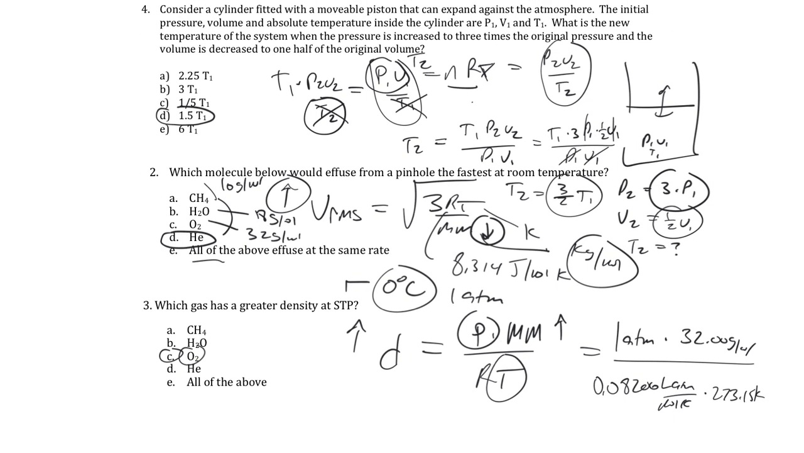So it's 1.43. And then the way the units work here, the atm cancels, the mole cancels, the Kelvin cancels. The only units not canceling are grams and liters. So it's 1.43 grams per liter. And if you make the molar mass smaller, of course, you're going to get a lower density. So helium here would have the lowest density. Oxygen would have the highest density.